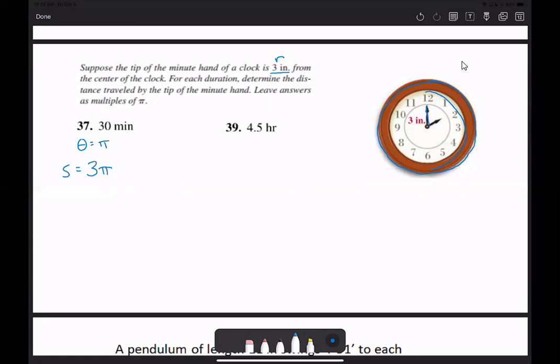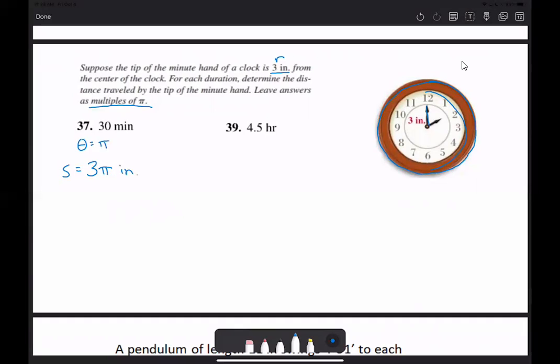Now it tells us to leave our answers in multiples of pi. So that means I'm not going to change pi to a decimal. I want to leave pi as an exact value. So the distance around that clock is 3 pi inches.